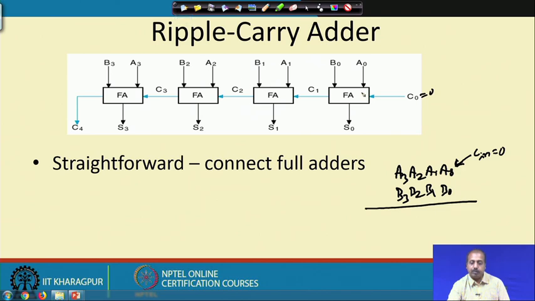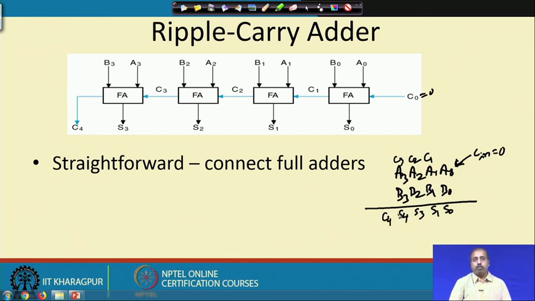So, for the first full adder, we are giving A0, B0 and this C0. It produces the S0 bit and the carry C1. So, A0 plus B0 plus C0, the sum comes here and the carry output goes here. The second full adder will add C1, A1 and B1, and it will produce S1 and another carry C2. So, C2, A2 and B2 will be added by the third full adder. This will give S3 and C3, and this will give S4 and C4. So, that is what is happening.